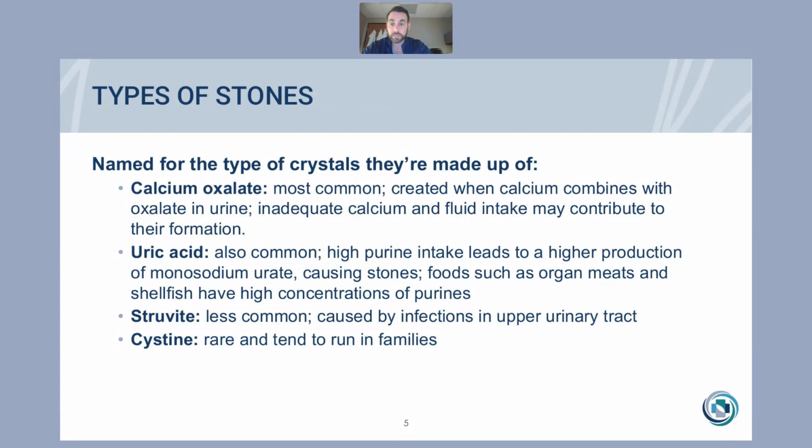There are struvite stones, which are less common. They tend to be related to infections in the urinary tract. And then there are cystine stones, which are very hard stones. They're rare and they tend to run in families.